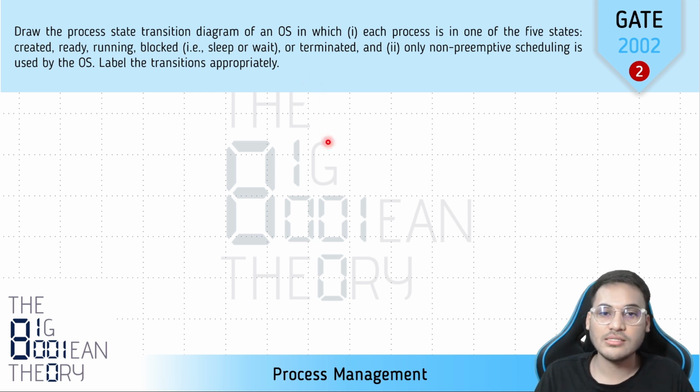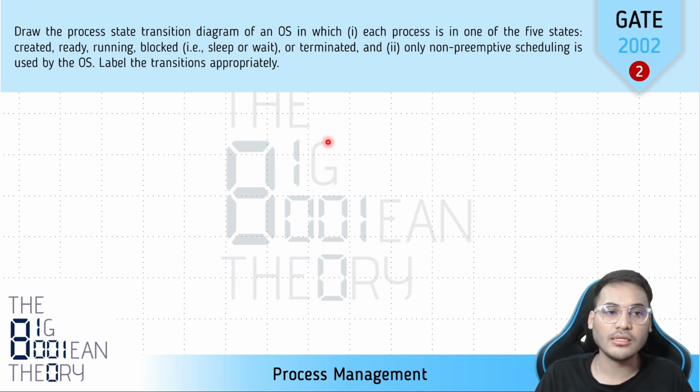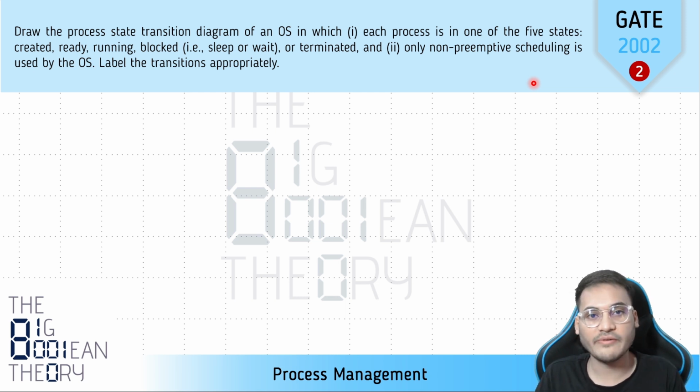So basically, this is a question related to the process state transition diagram, right? And this is a subjective question, that is in the year 2002. Back then, the format was different. Now only objective questions are asked, that is multiple choice questions. But back then, subjective questions like this were also asked, that is draw a diagram or write a paragraph on some question. Nonetheless, we'll solve this question.